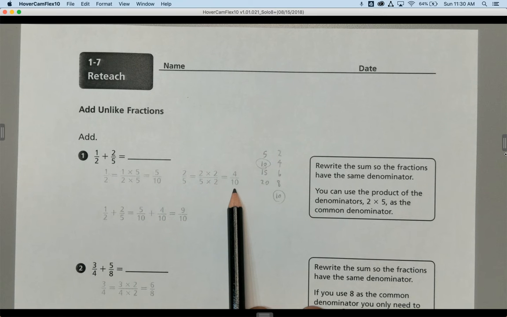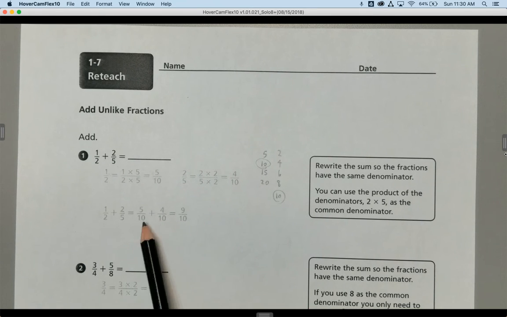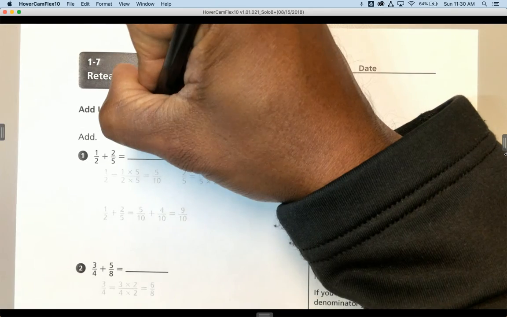Now that these fractions have the same denominator, we can add them by keeping the denominator the same and letting the numerators do the work. 5 plus 4 is 9. Our answer is 9/10.